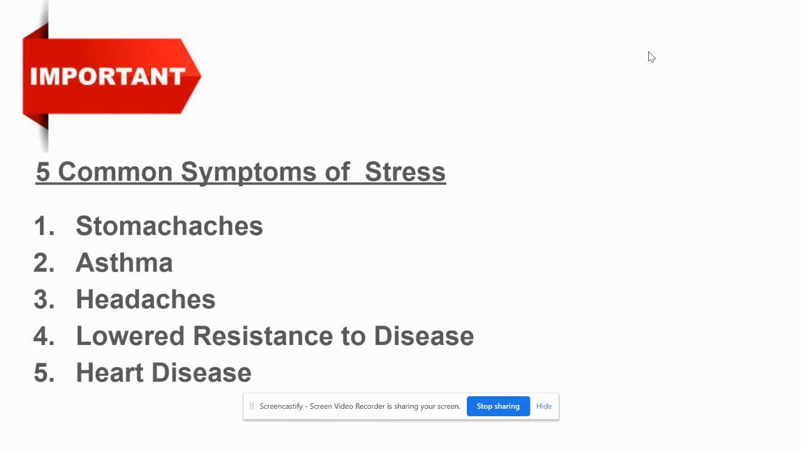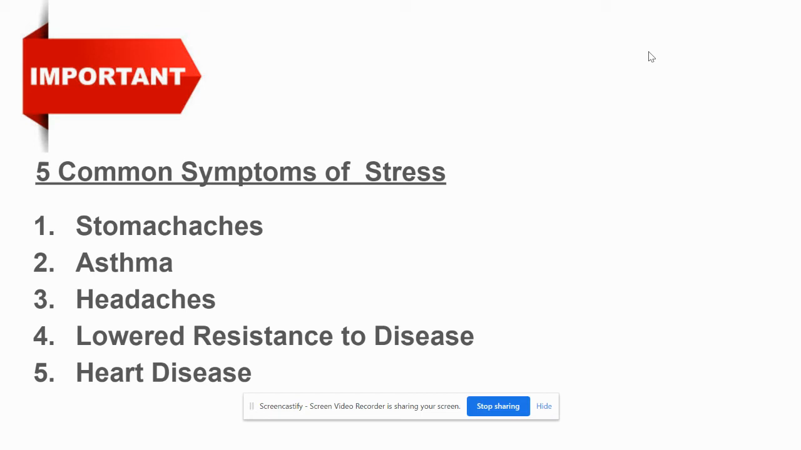5 common symptoms of stress are stomach aches, asthma, headaches, lowered resistance to disease, and heart disease. Now, I also want you to know there's other things that can cause these. Just because you have a headache, that doesn't mean it's caused by stress, right? You could have a headache because somebody in your house sprayed some perfume that's getting to you, or you could have a stomach ache because you have food poisoning. Right, but these are real common symptoms of stress.